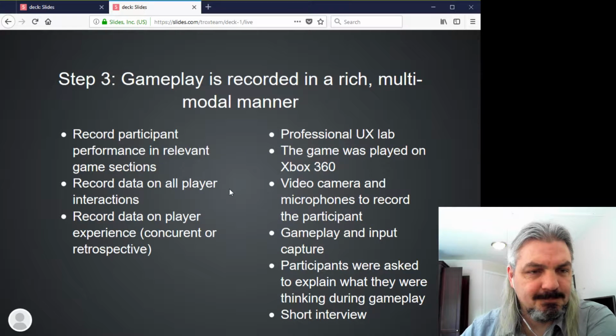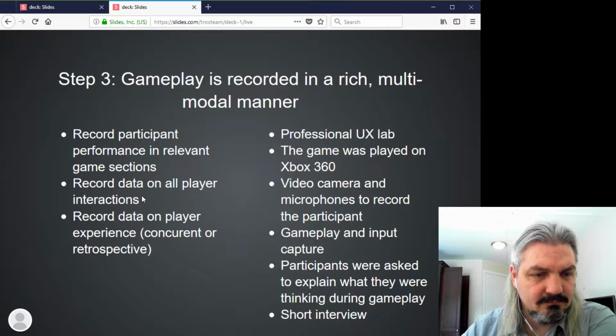And then step 3 is that gameplay is recorded in a rich multimodal manner, where you have to record the participant's performance in all the relevant game sections you wish to analyze. You have to record the data on all the player interactions with the game, and you have to record the data on the player experience, either by having them talk aloud while they play, or having them explain after the fact what they were thinking at the time.